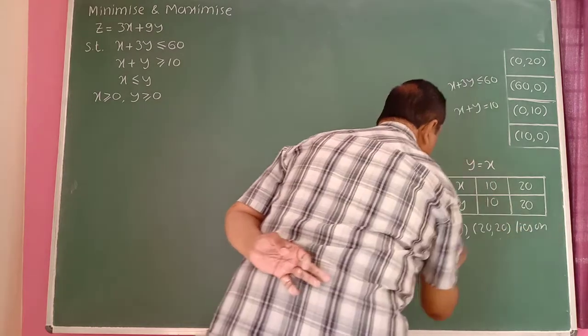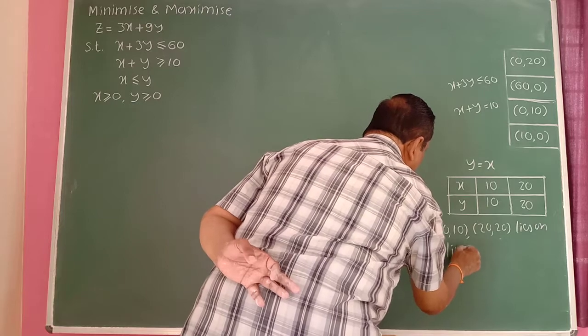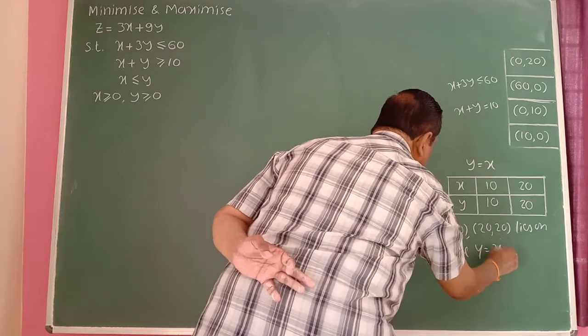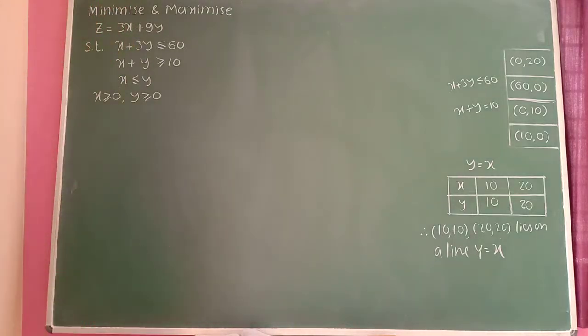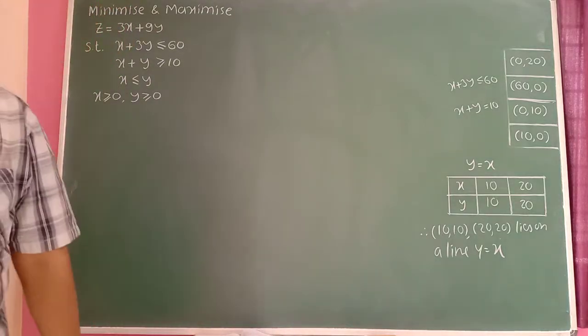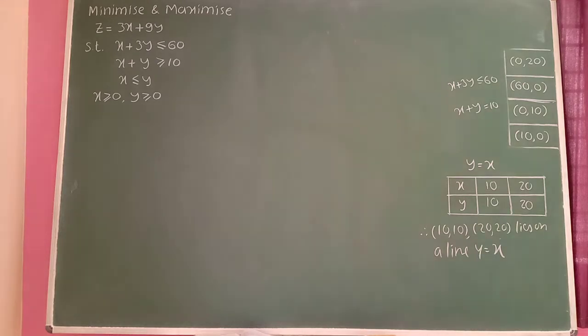lie on the line y is equal to x. The line is passing through the two points (10, 10) and (20, 20). Then draw the graph.